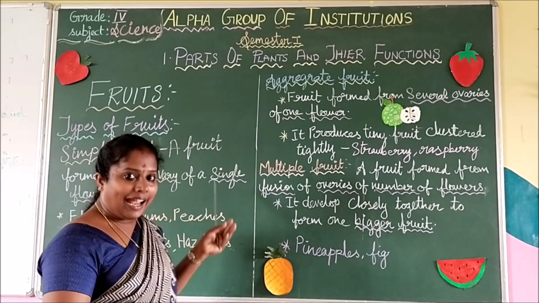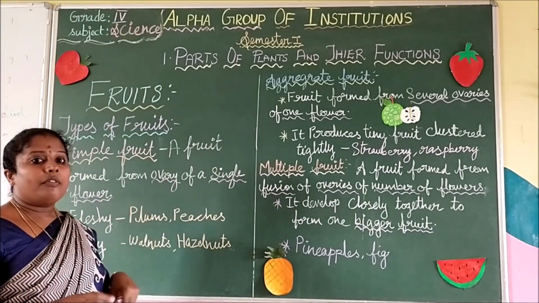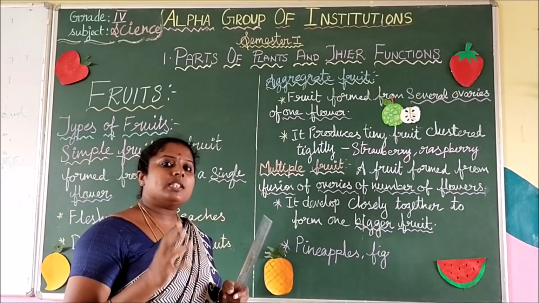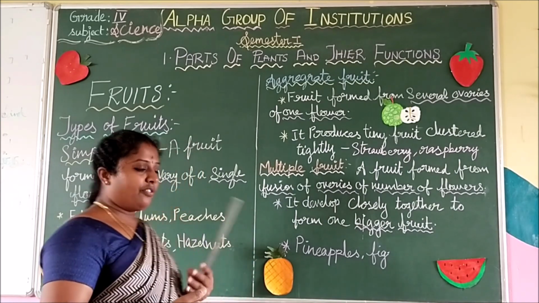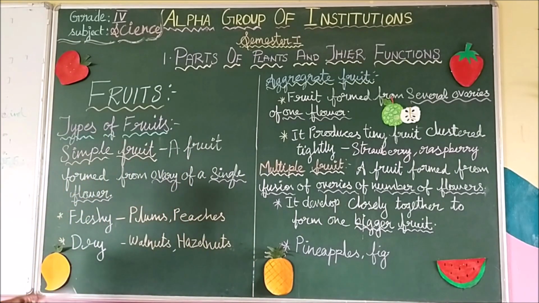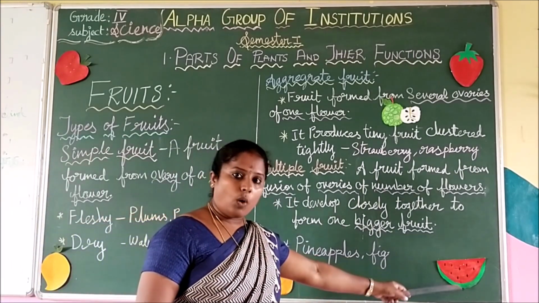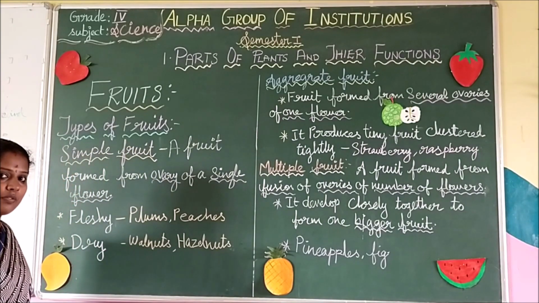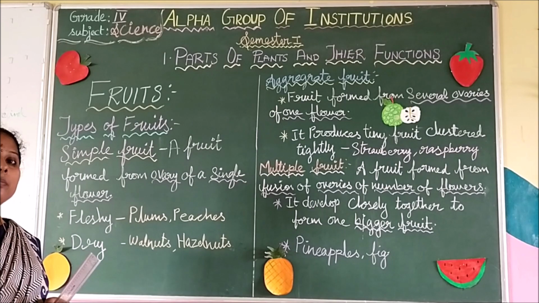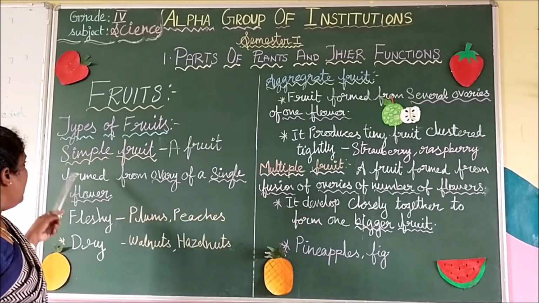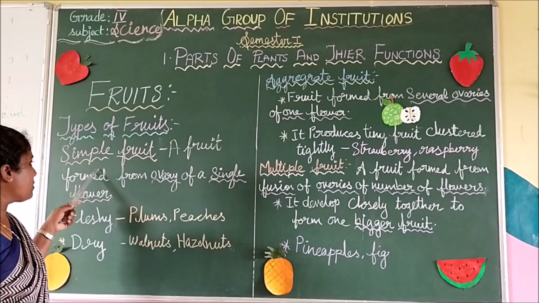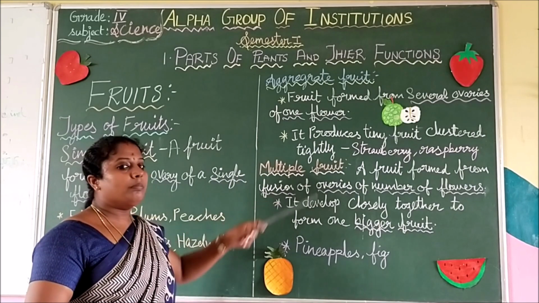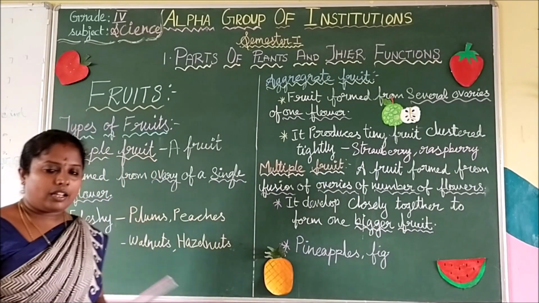So these are the categories of fruit. Initially we saw fruits. Fruits come from the flower. It may be with a single seed or many seeds. For a single seed we have mango. For many seeds we have watermelon as the example here. And the functions of the fruits we have discussed. It stores food in the fruit. And types of fruits. So what are the types of fruits? Single fruit, simple fruit, aggregate fruit and multiple fruit. These are the categories of fruit.